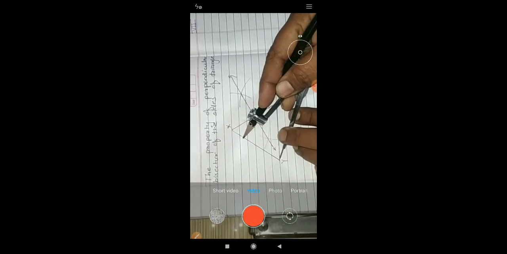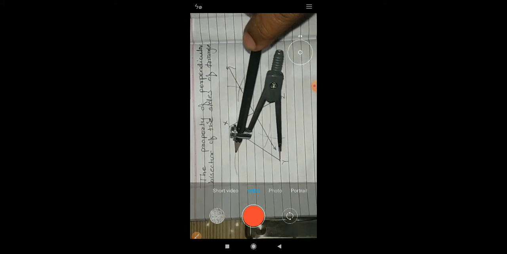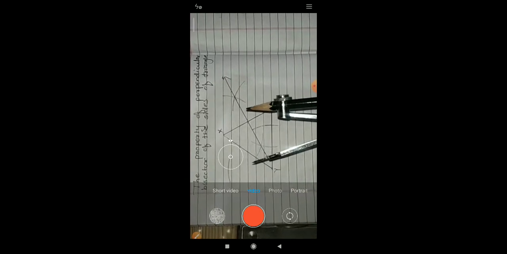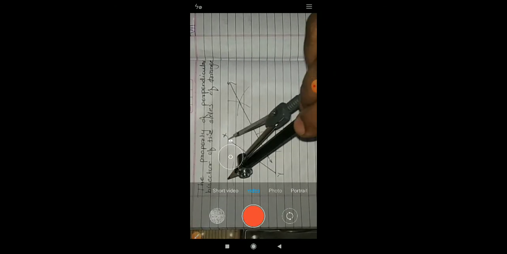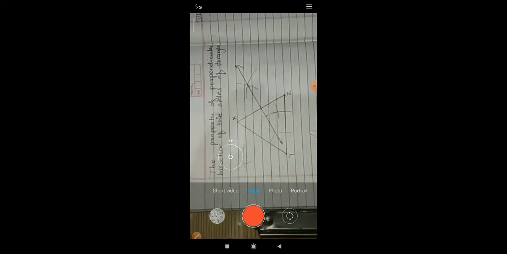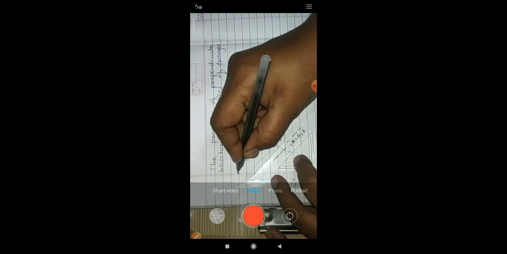So here again take the distance in your compass which is more than half of xy, whose perpendicular bisector we are drawing. Now draw the arc above the line and another arc below the line. Pick up this compass and, without changing distance, keep this metal point on x and draw the arc which intersects the first arc that we had drawn from y. And now the same thing: join the intersection of these arcs and draw the line passing through these intersections, right? If you see here, they are passing through this point.